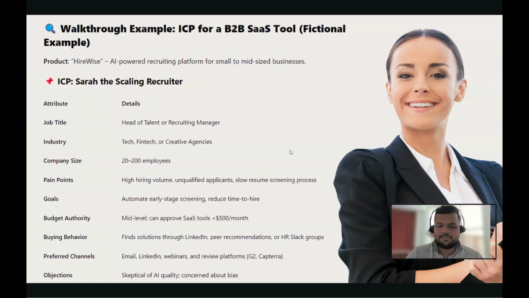This specific ICP that we are developing is going to be like a head of talent or a recruiting manager. So that's one. Then what kind of industry are they part of? So for the HireWise product, most likely the people in the industry of being like tech, fintech, and creative agencies are going to be the ones that we'd like to target.